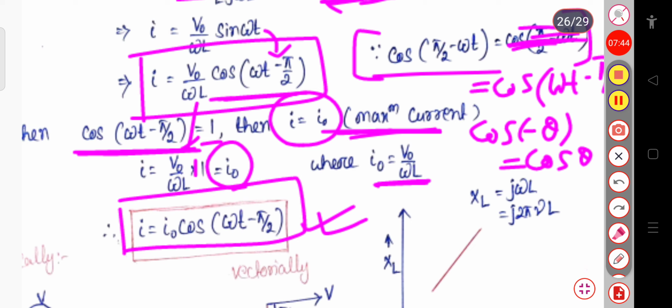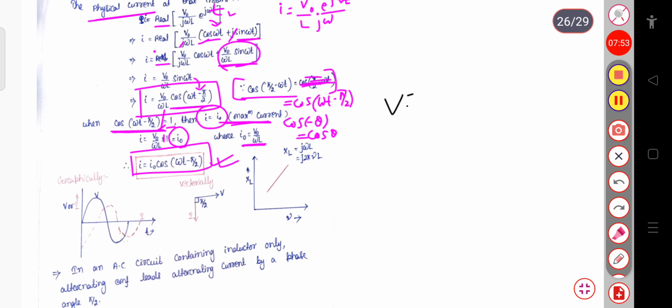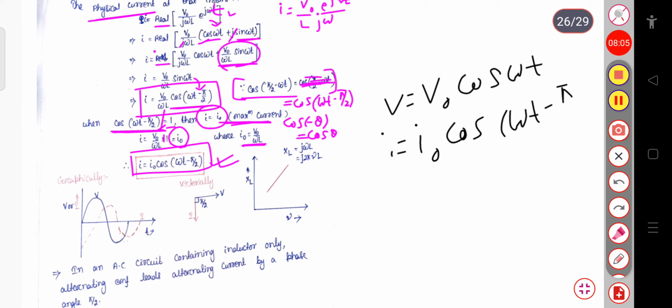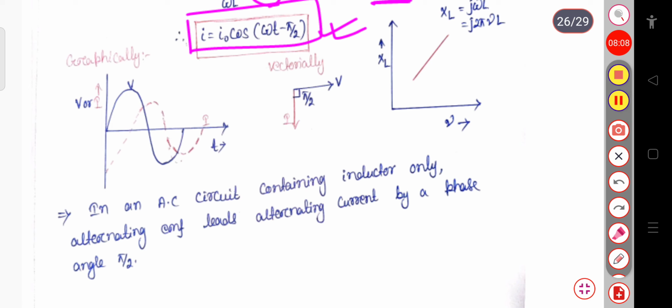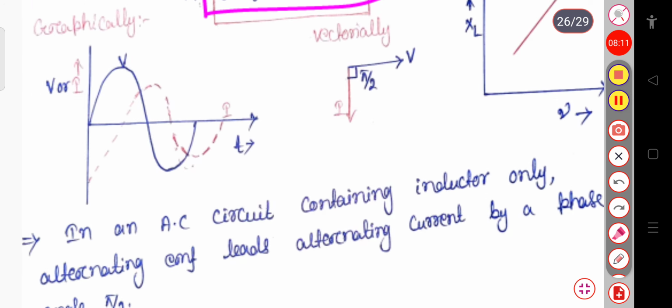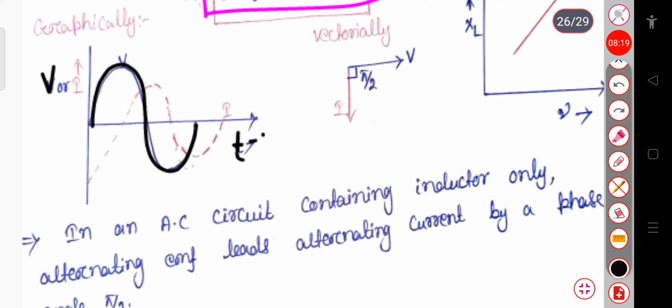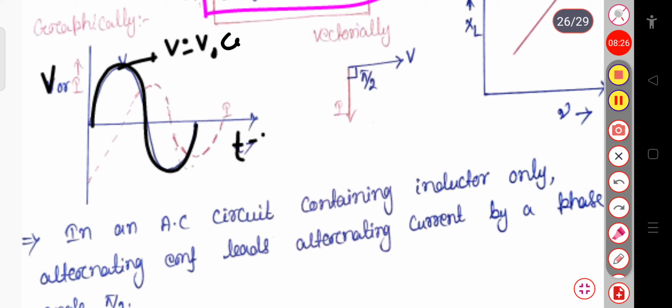And we have also calculated for the voltage, V equal to V naught cos omega t. So let me write V equal to V naught cos omega t, and I equal to I naught cos omega t minus pi by 2. Now if I represent this graphically, this is the voltage versus time, so the curve will be like this, that is V equal to V naught cos omega t.